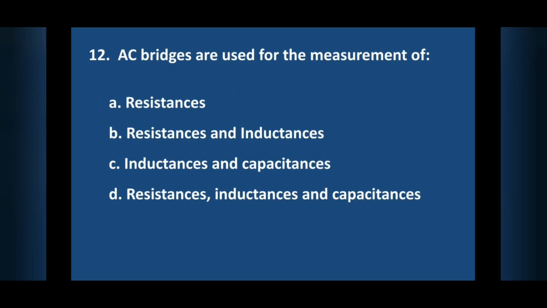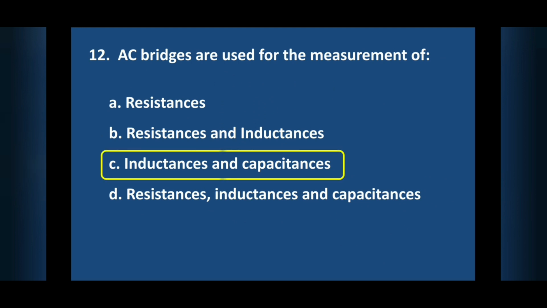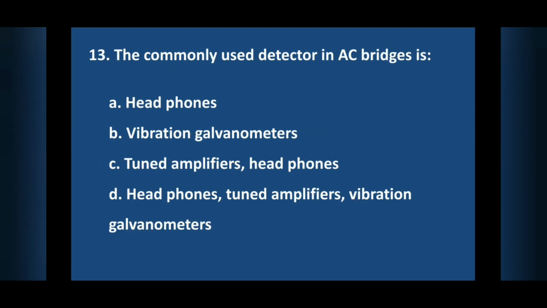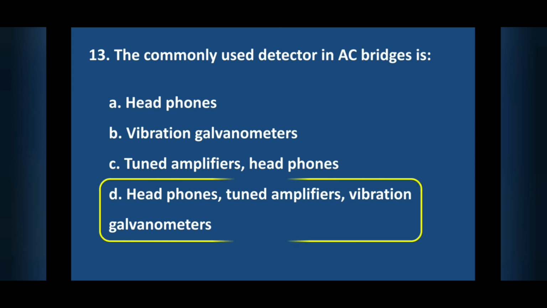Question number 12. AC bridges are used for the measurement of. Answer is option C, inductance and capacitance. Question number 13. The commonly used detector in AC bridges is. Answer is option D, headphones, tune amplifiers, vibration galvanometers.